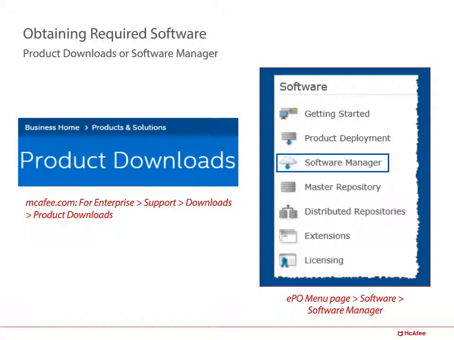There are two methods of downloading and getting the software for this product. You can go to our product download site, put in your grant number, and download it from your grant site. Otherwise, if you have EPO installed, I log into the EPO server, and if your EPO server can see the internet, you can access the Software Manager, and you can use it to help you download the products that you need.